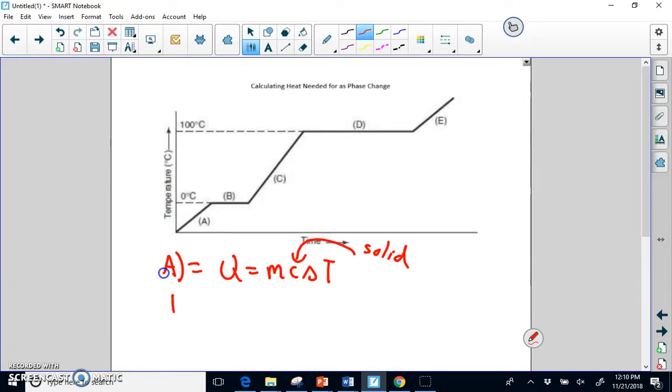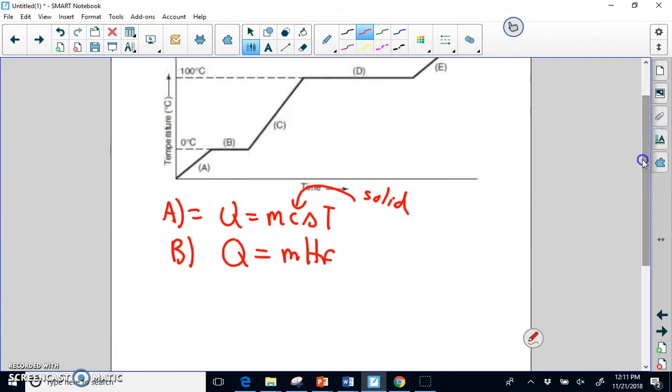So at line segment B, that's when it begins to turn into a liquid, or it begins to melt. All the heat is going into moving the particles further apart, or breaking the hydrogen bonds. And the temperature is not changing, so you're going to use this equation: Q equals m Hf, where Hf is the heat of fusion, and you multiply the heat of fusion times the mass. And we're going to see when we do the calculations, the units are super important.